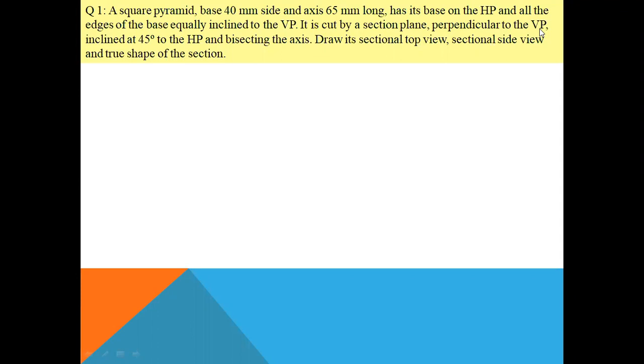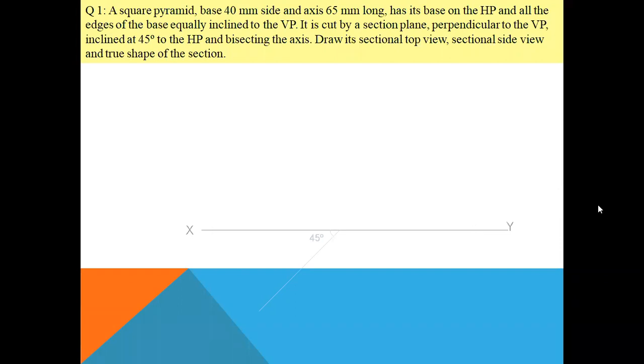So let us see how it will look if we draw the top view, sectional side view, and true shape of this section. First we have to draw the XY reference line, right? Now it is said the base of the square pyramid is 40 and the axis is 65 millimeter long, right?